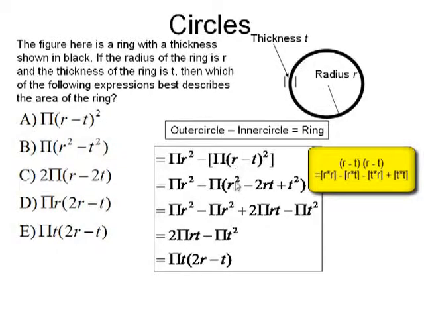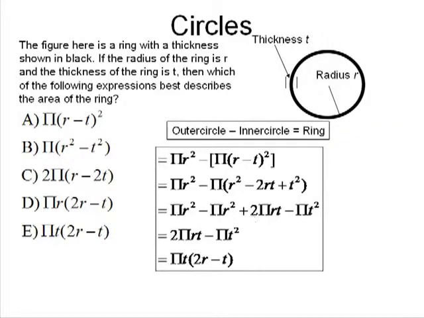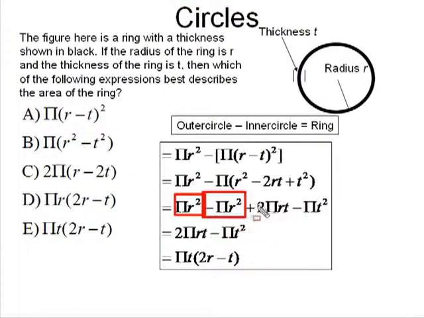Anything squared is you just take this squared and that squared, and then you add a term in the middle, minus 2rt. So you simplify this, and then you get a negative pi times all this. So that means you have a negative pi r squared. This negative changes to a positive. This positive changes to a negative. And then you find that things start to cancel out, right? You have a positive pi r squared and then a negative pi r squared, so that cancels out.